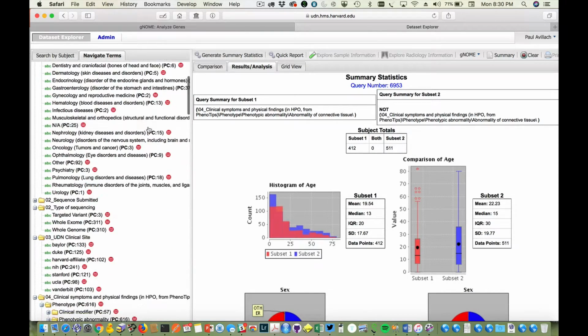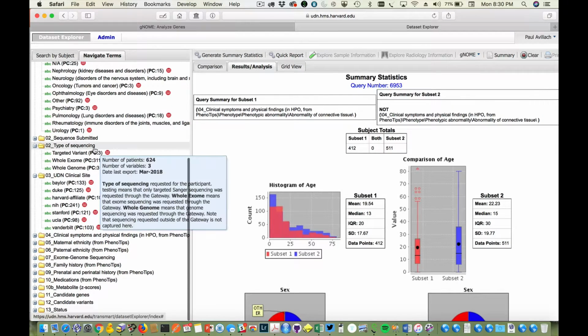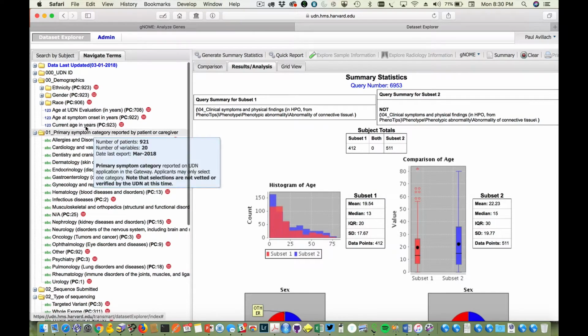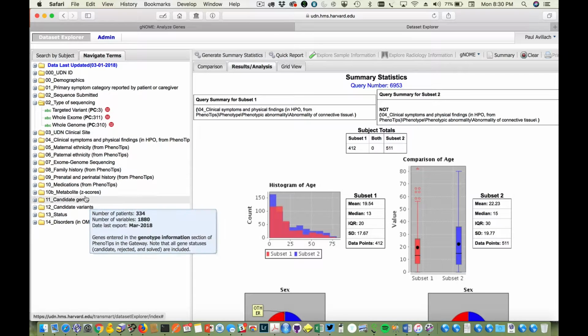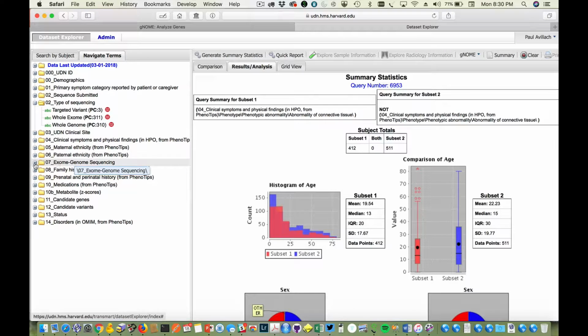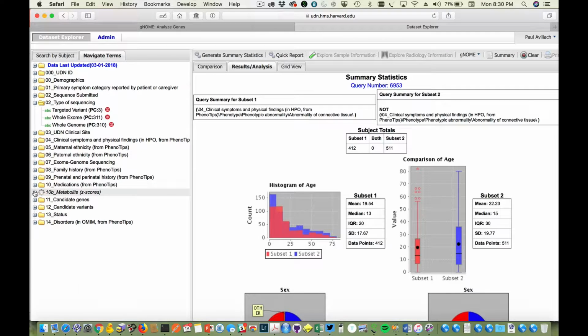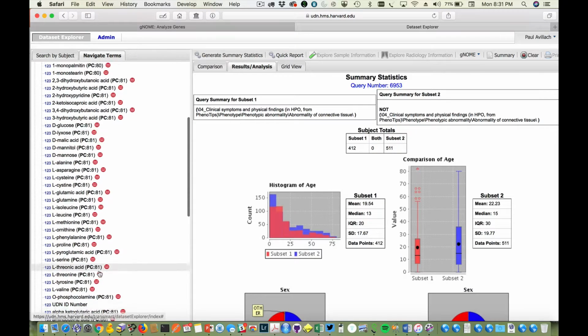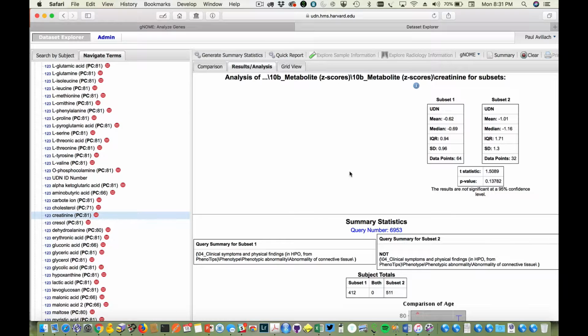And then I can compare any of the phenotypes that have been integrated within the system, and explore across all those different elements based on the different diagnoses, the exome sequencing data, the family history, and also integrating, for example, the different metabolites. So if I'm, for example, generating a hypothesis, I want to look at the creatinine level between those two groups of patients. I can just do a drag and drop.